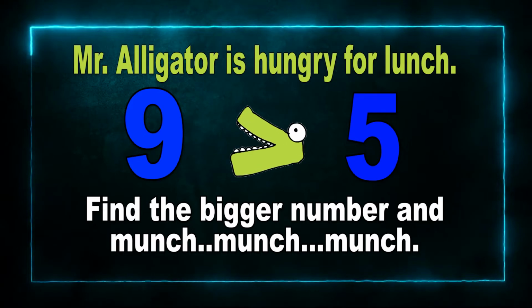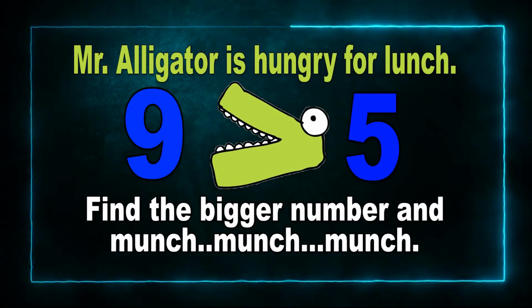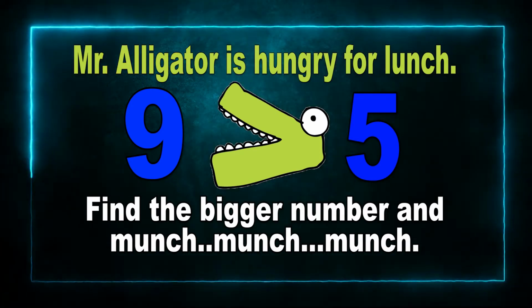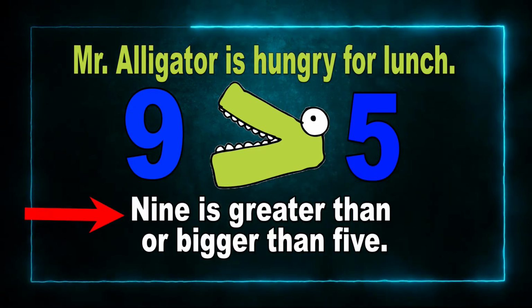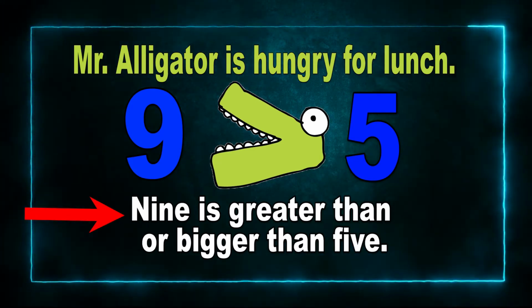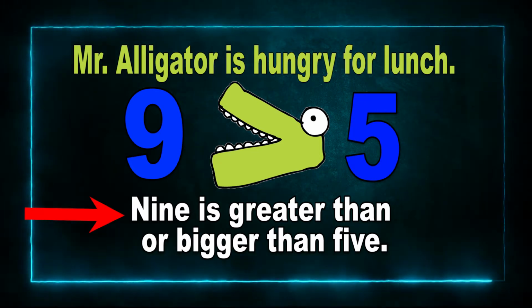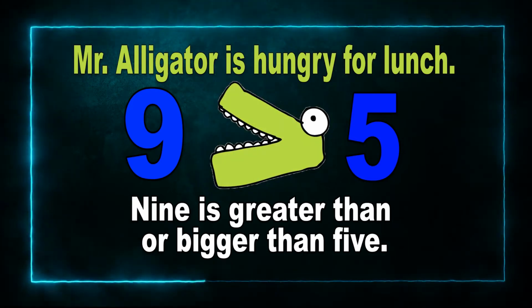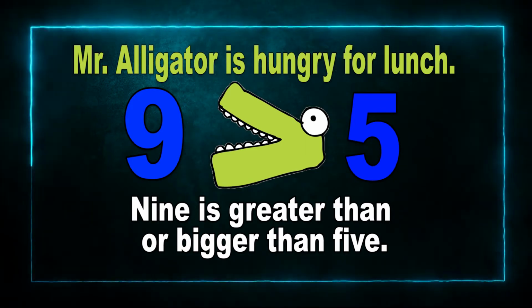Munch on 9. So the mouth of the alligator will be opened to 9. To read this equation, we can say 9 is greater than or bigger than 5. Now remember, boys and girls, the mouth of the alligator will always be open to the bigger number.